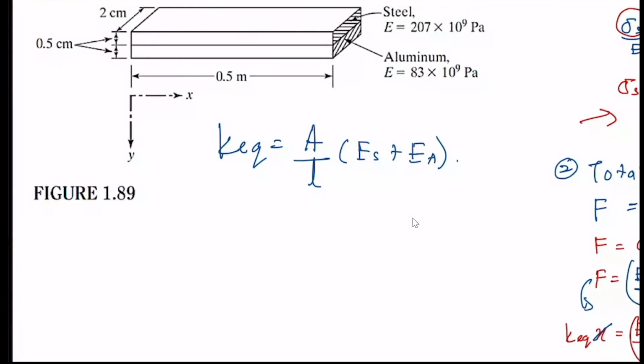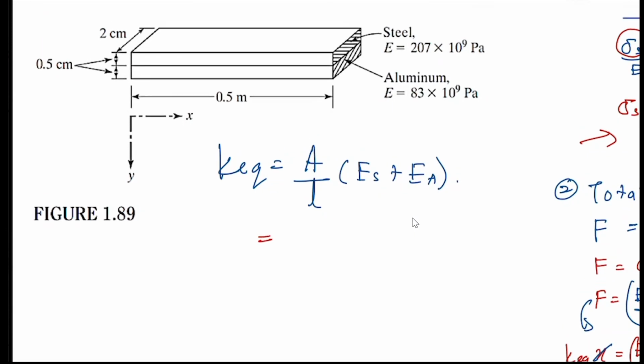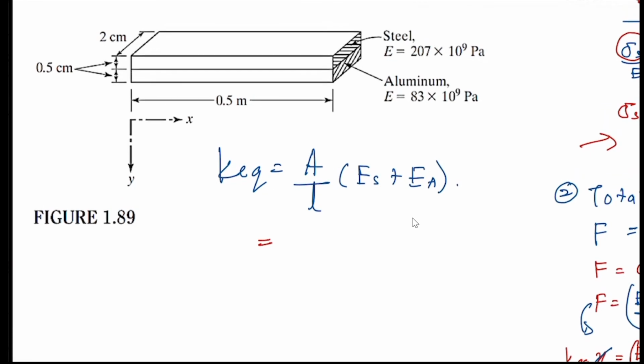Now if you want to find the value for the spring constant, we can, because we already have all the values. We have the values for A, we have the values for L, and the Young's modulus of both materials. So try to substitute first while I'm calculating. Try to substitute the cross-sectional area, the length, and the Young's modulus for both materials.